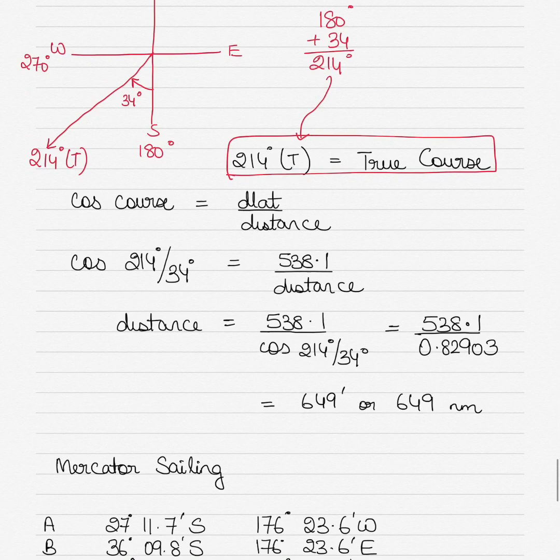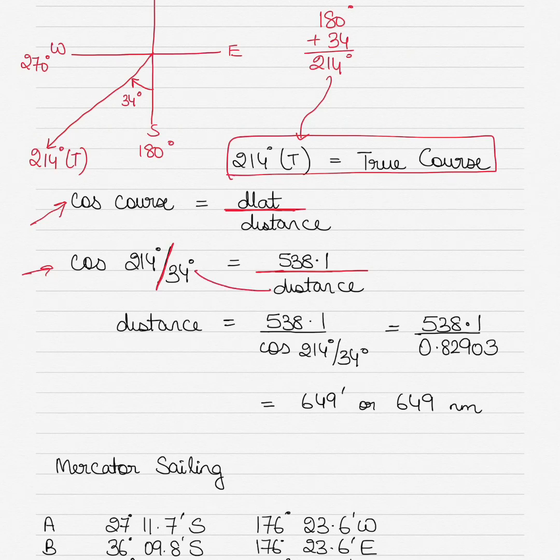All I have to do now is calculate my distance. So the formula, again going back to the plain sailing diagram, is cos of course equals dlat by distance. I know my dlat already. The course I can use 214 or 34. It doesn't matter. I'll get the same answer. I will get a negative sometimes, but I can ignore the negative sign because distances cannot be negative, right? So cos of 214 or 34, it doesn't matter, equals dlat, which is 538.1, divided by distance.